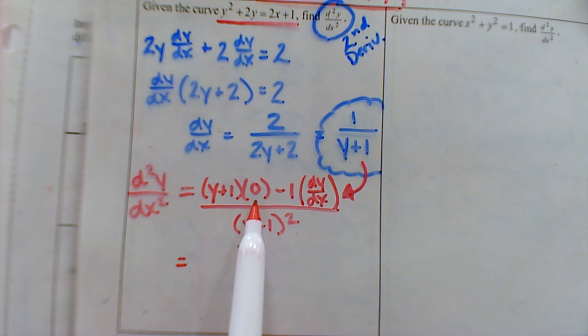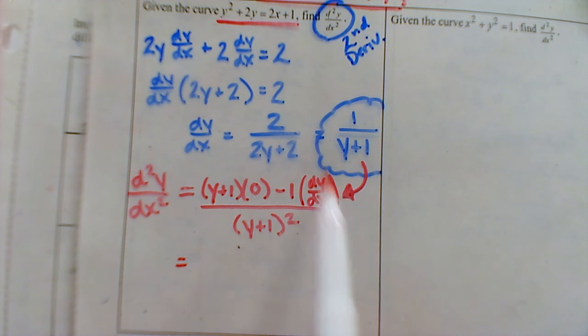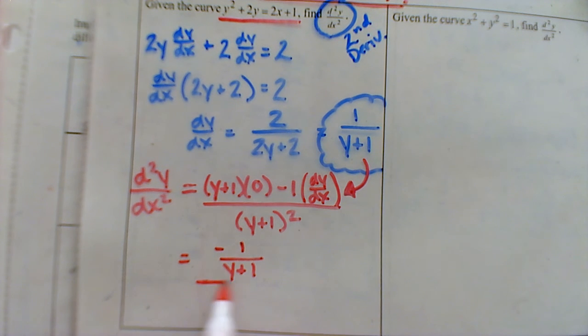So let's think about it. Y plus 1 times 0, that's going to go away. And then we need to subtract 1 times this previous derivative, which is just going to make it a negative value for multiplying by a negative 1. And that's all over y plus 1 squared.